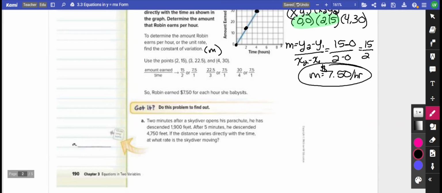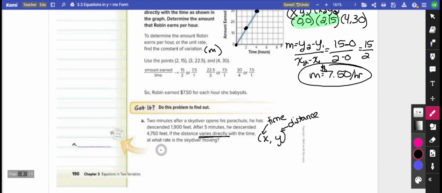Letter A. 2 minutes after a skydiver opens his parachute, he has descended 1,900 feet. After 5 minutes, he has descended 4,750 feet. If the distance varies directly with the time, at what rate is the skydiver moving? So that means that our x is going to be time, and our y is going to be distance.